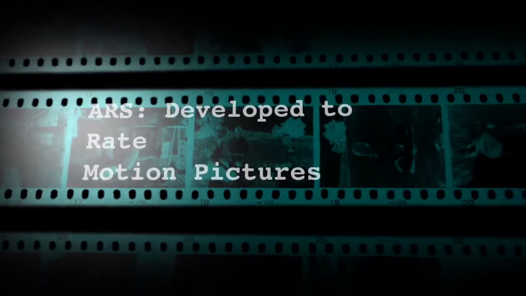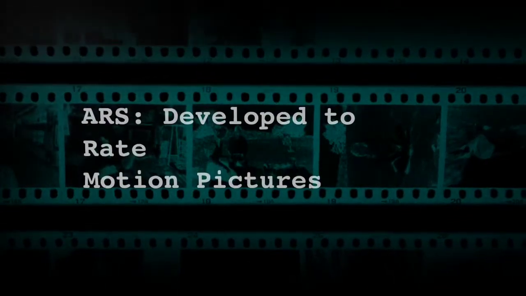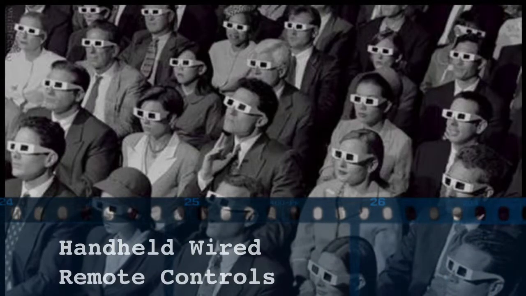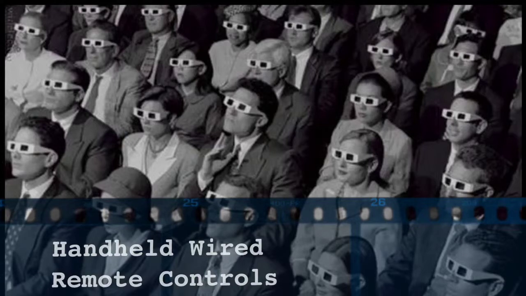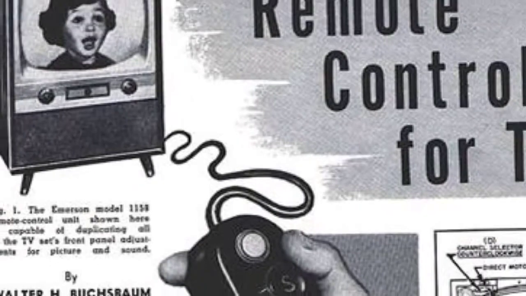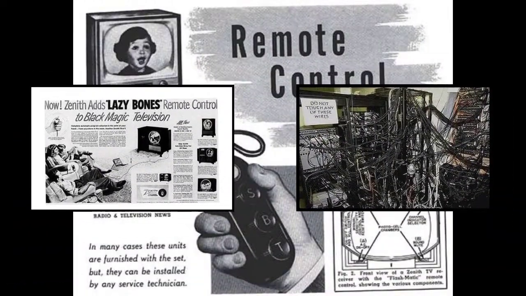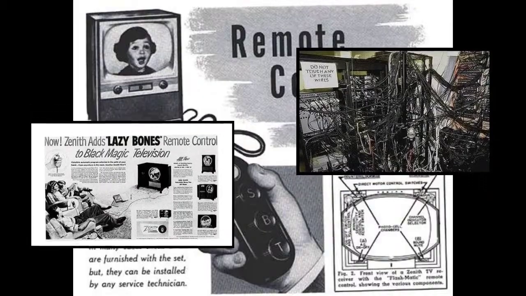First, these were called audience response systems, and they were developed to rate motion pictures. Audiences were given handheld wired remote controls to let the producers know whether they liked the film or didn't. The use of these wired remote controls led to the development of TV controllers wired to people's televisions so that they can control them from home. Imagine having all these wire lines running all over the place was not very practical.